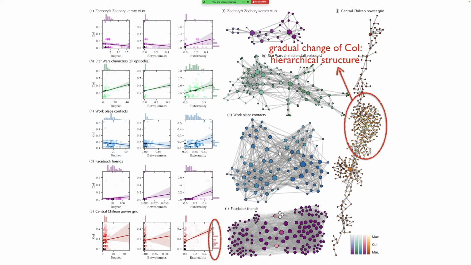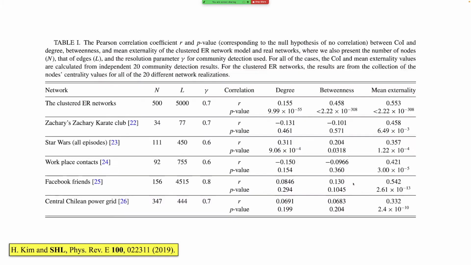In case you are not comfortable with our results based on this famous or infamous karate club network and fictional characters, here are more real-world example networks. For example, if you look at the inconsistency value of this Chilean power grid network, these nodes show more gradual changes of companionship inconsistency values across different nodes, which may imply different levels of hierarchical community structure. And I'll come back to this exact point later.